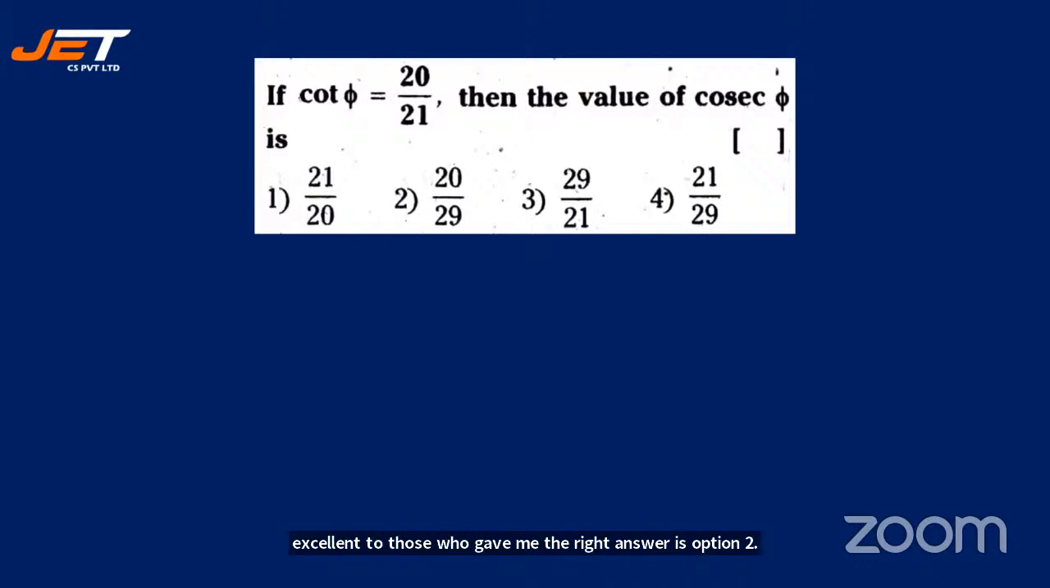Cot theta is nothing but 20 by 21. Then what is the value of cosecant theta? All right, so quickly give me the answers. Is it option 1, 2, 3, or 4? Cot is given. So now you need to find out the relation. If such sums are coming, how should you find out the relationship between cot and cosecant? So you know the relation: cosecant square theta minus cot square theta is equal to 1, isn't it?